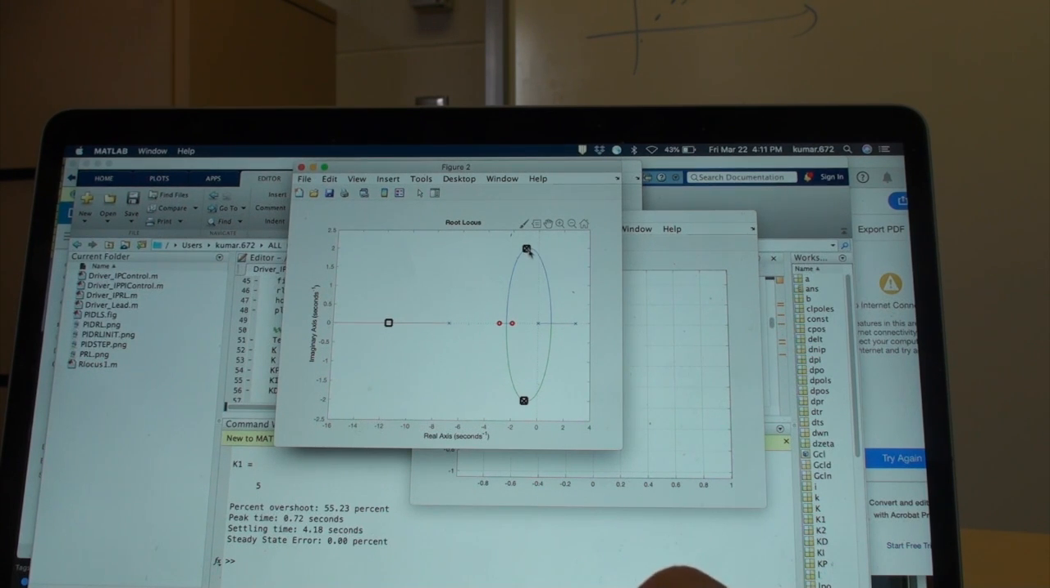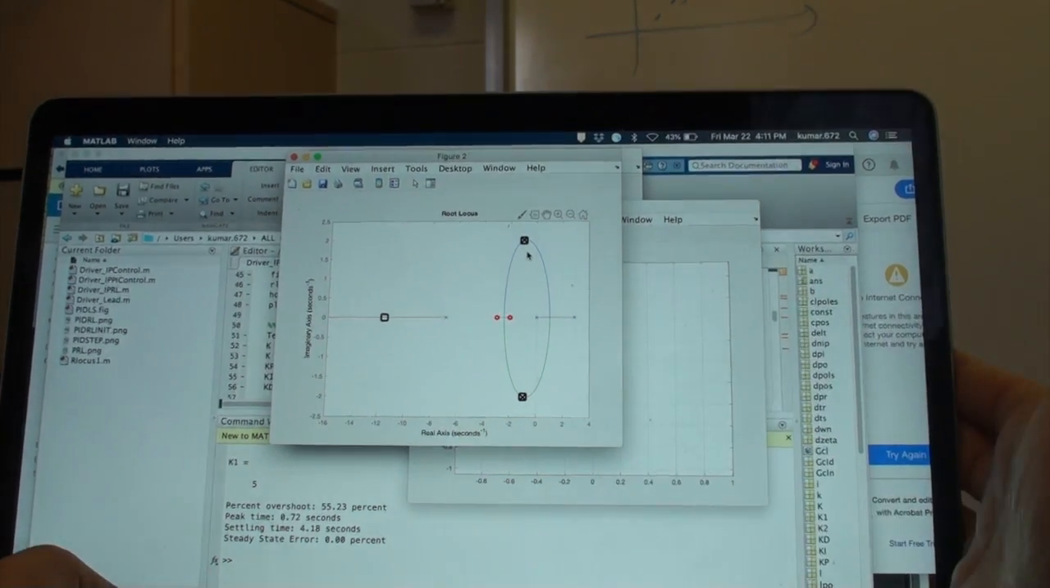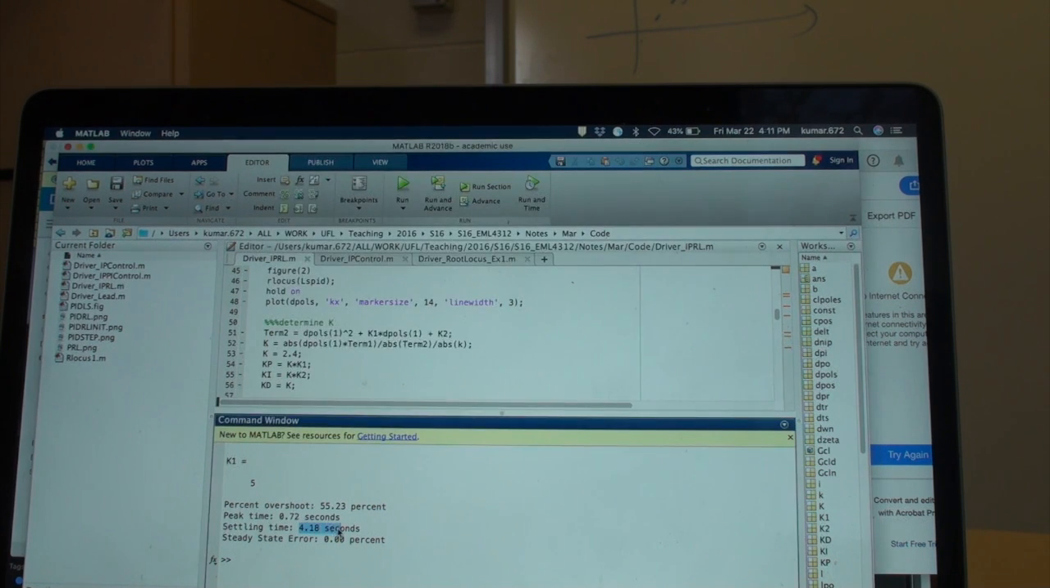So the crosses were your desired locations, and the squares are the actual locations. So you see that picking these values of the gains have placed the closed loop system poles where you want them, right? But you're still not able to meet the overshoot requirement. The settling time is 4 seconds. That meets the requirement. Steady state error is zero. That's great. But the percentage overshoot was required to be less than 30%, ends up being 55%.